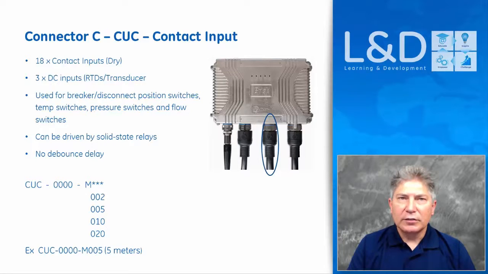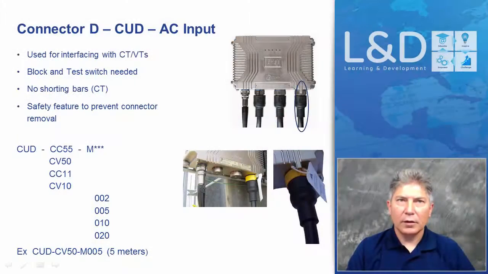Potentiometers, such as a transformer tap position and a DC loop transducer, where we can retrieve 4 to 20 milliamp readings. The cable lengths are available in 2 meter, 5 meter, 10 meter, or 20 meter lengths. Connector D is the interface to the CTs and VTs.